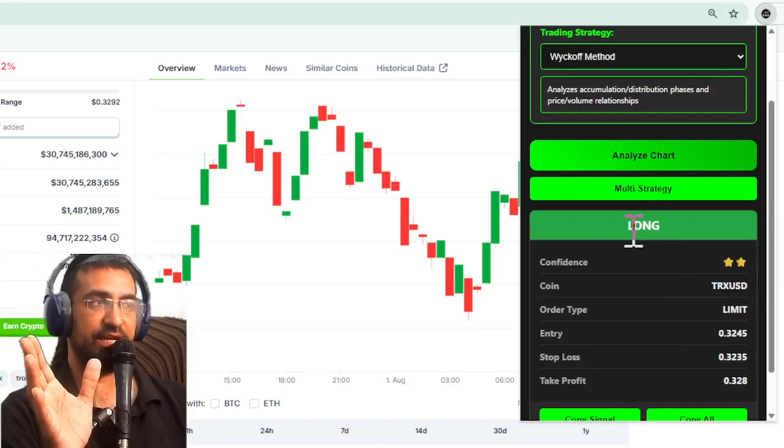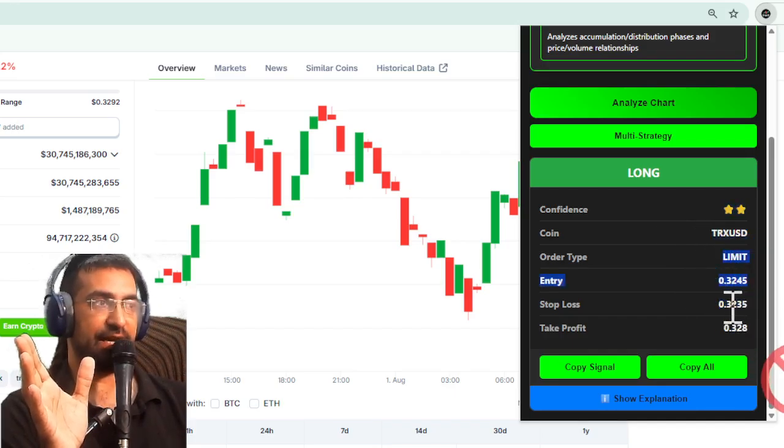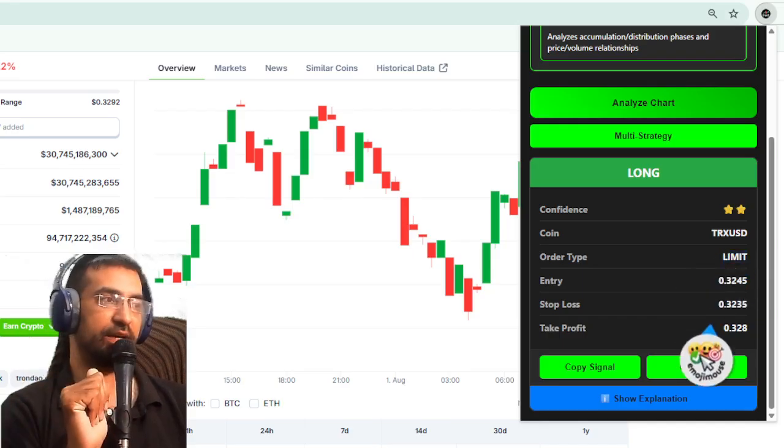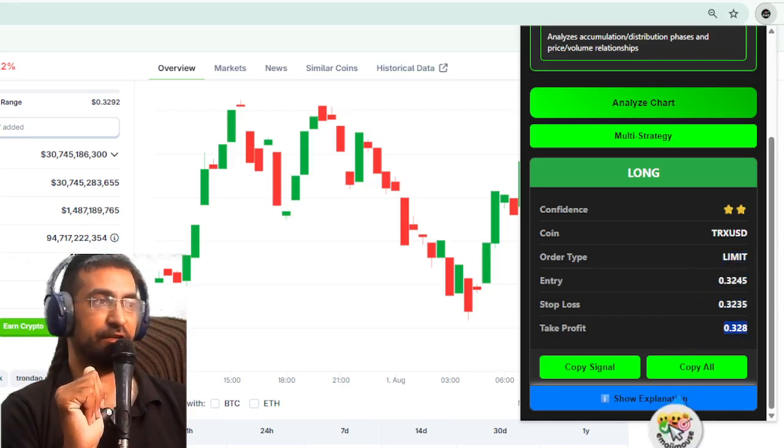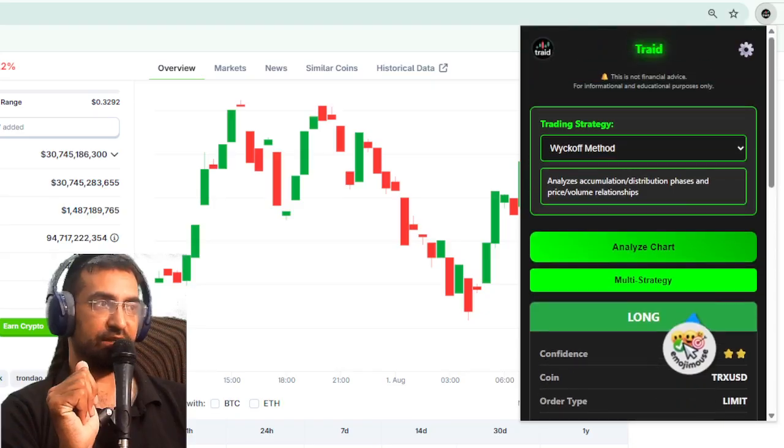So, as you can see, the result is that you should go for a long. Here's the confidence level. Here's the coin that we're referring to. And the entry and limit means you have to wait till the price reaches that point. Market means you can enter right away. And the stop loss and take profit. If you want an explanation, you click show explanation and it will explain why it's reached that conclusion.